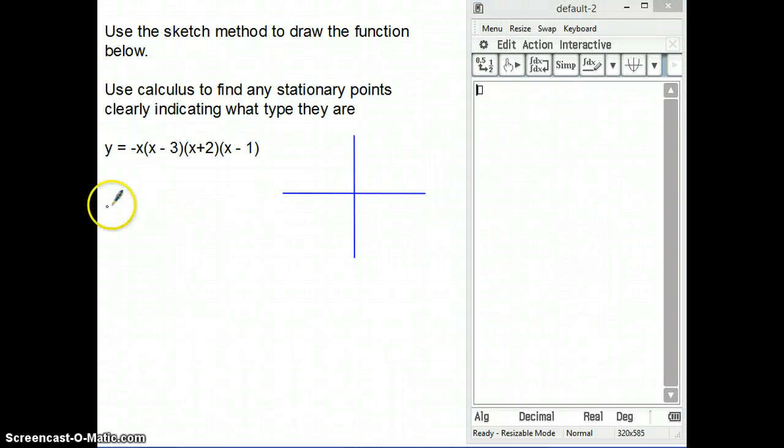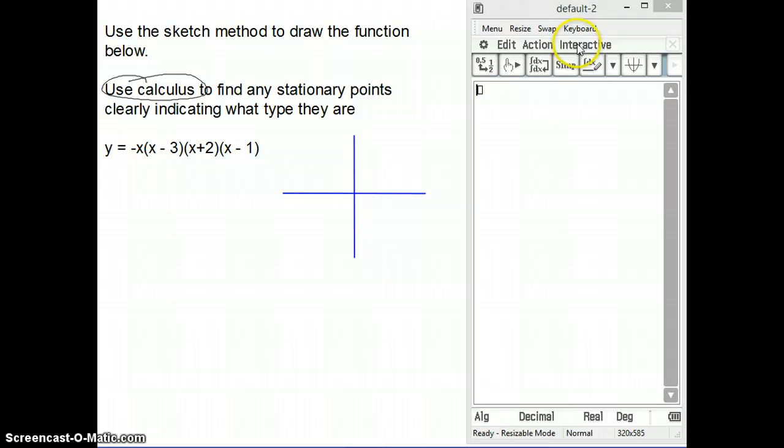Hi, this is just going to be a very quick video on using the sketch method plus calculus to find the turning points. So rather than using gsolve to find the turning points, we'll be using calculus, though we'll use gsolve just to confirm and have a look at the values that we're looking for.